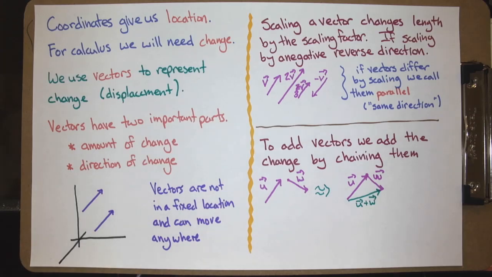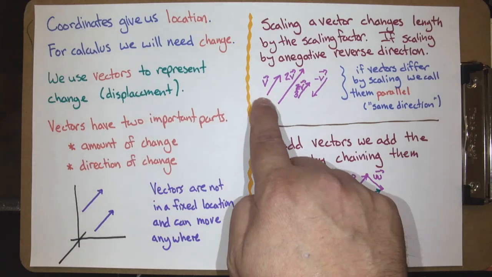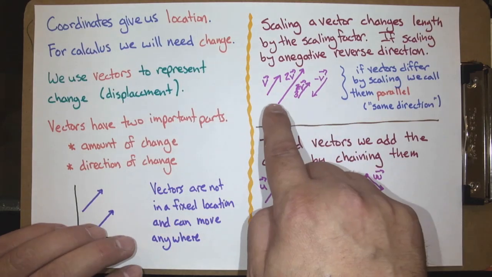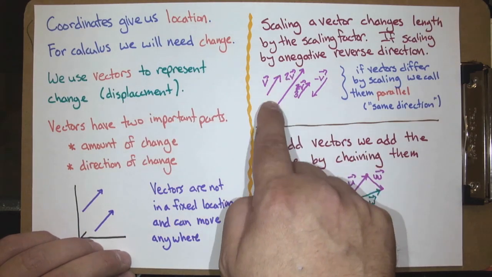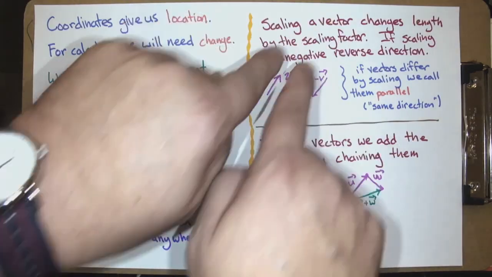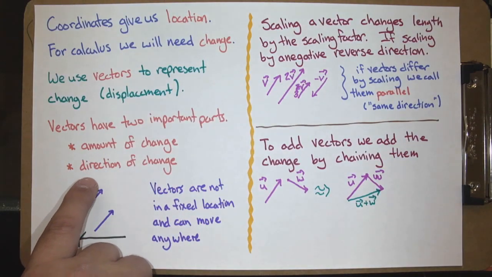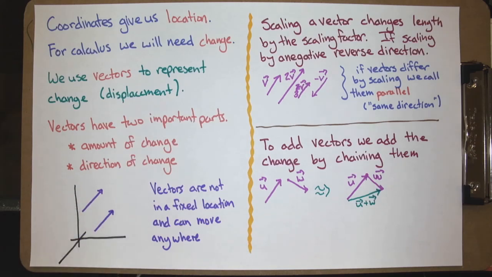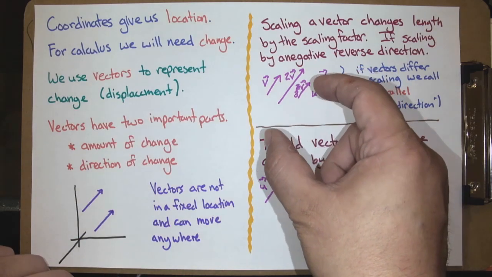Yes? When you said that the vectors differ by scale, can you explain how they're parallel again? So if you think about, so here's v and 2v, and the directions are the same, right? Because vectors have direction and amount of change. So when I double it, what have I changed? Well, I've just made this one longer, twice as long.